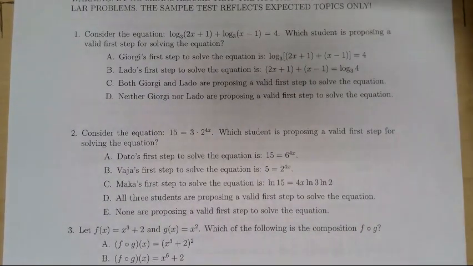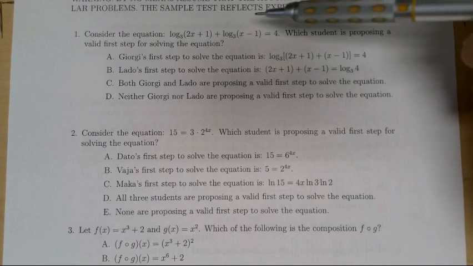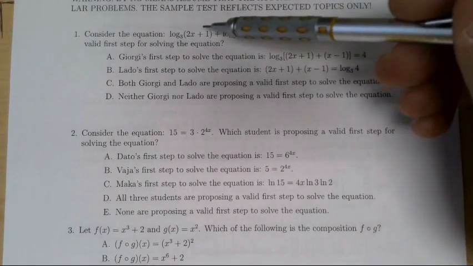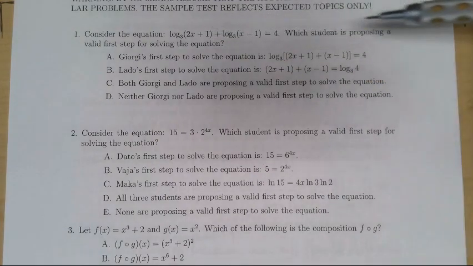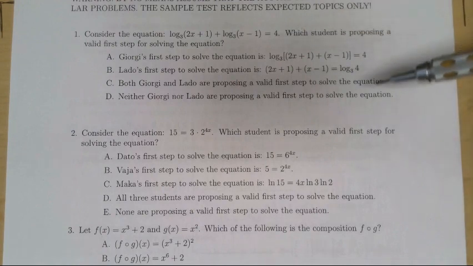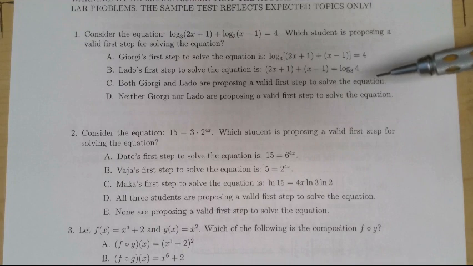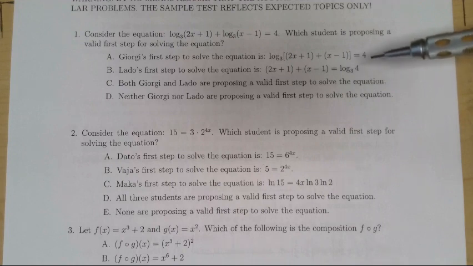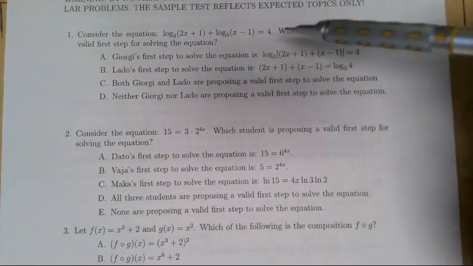Okay, let's consider this equation. Log base 3 of this junk plus log base 3 of this stuff equals 4. Which student is proposing a valid first step? Remember, to solve logarithms, you're going to isolate the logarithm, and then you're going to rewrite it or cancel the log, and then you'll solve what's left. So first thing I could do is isolate the log.